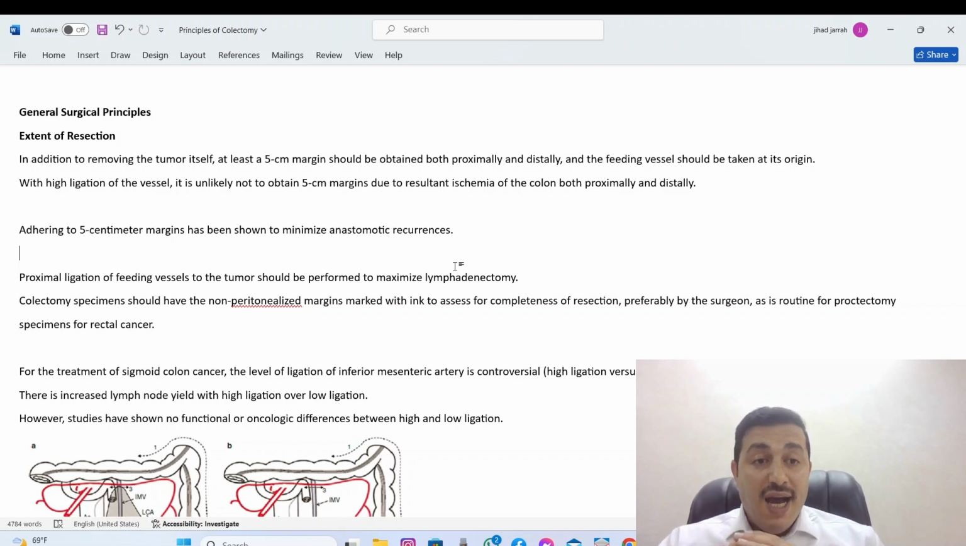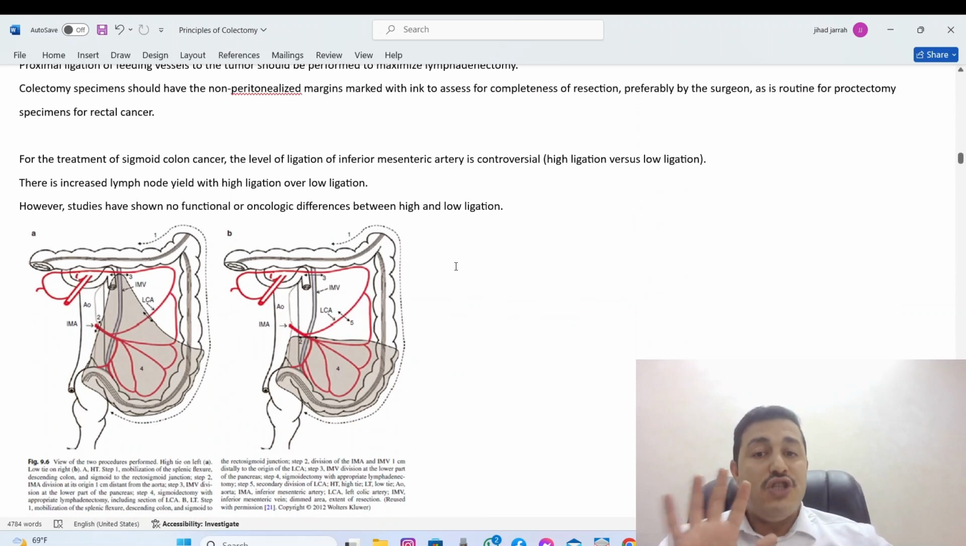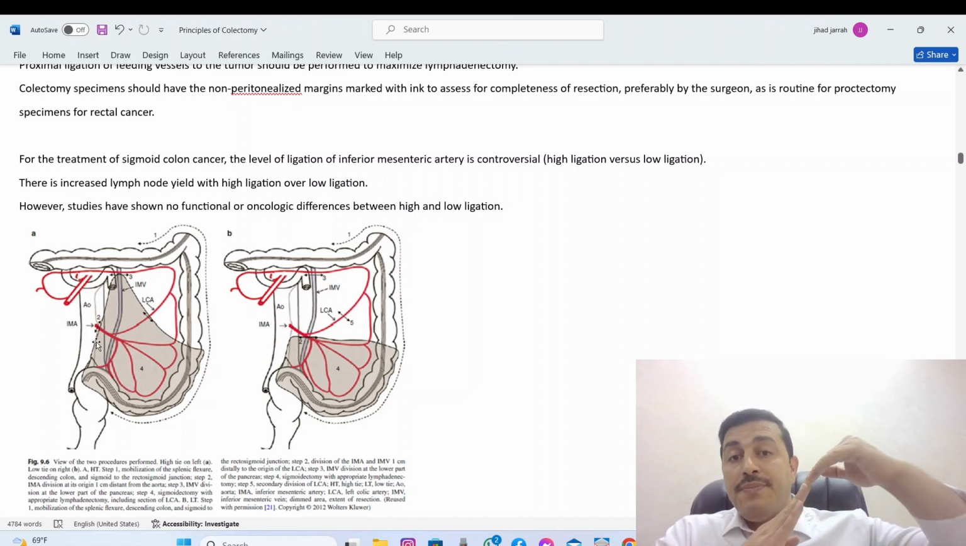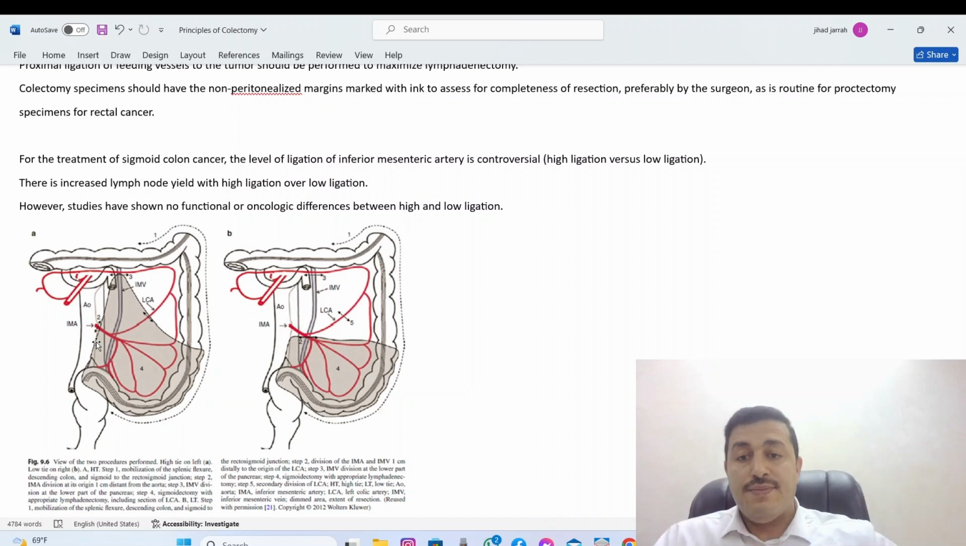When we proceed with high ligation, it maximizes the lymphadenectomy, as we know the lymphatics follow the arterial supply. Just an example, to show you what we mean by high ligation and low ligation. Suppose this is a sigmoid cancer. The sigmoid is supplied by sigmoidal arteries that come from the inferior mesenteric artery. This is the inferior mesenteric artery. We have a principle called high ligation. We should remove the feeding vessel from its origin, meaning we should ligate the inferior mesenteric artery from its origin. Another concept is low ligation. Low ligation is just removing the feeding vessel to that part, not proximal but low. As in this picture, you see they remove just the sigmoidal arteries.